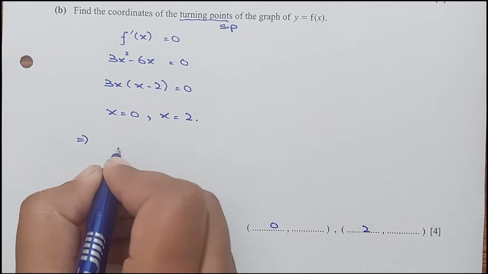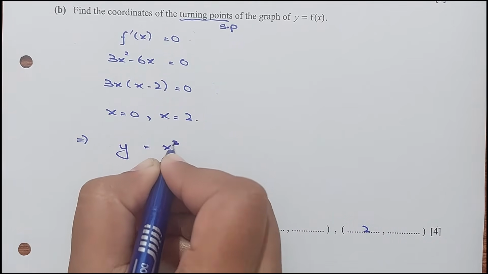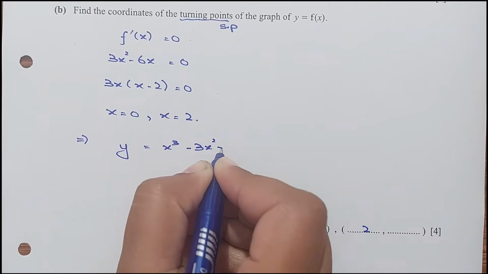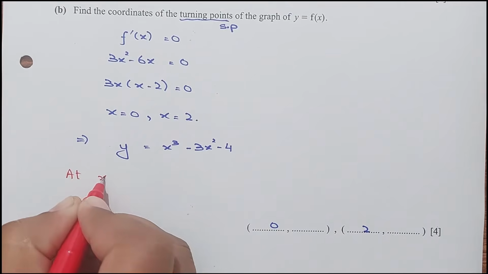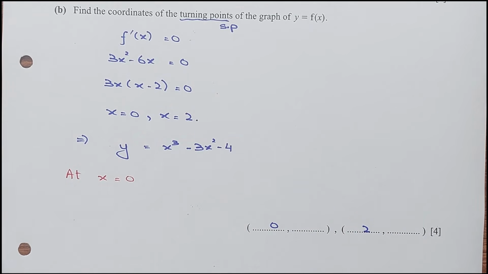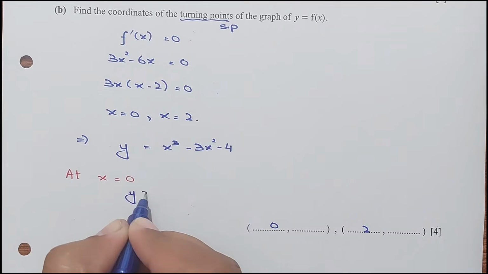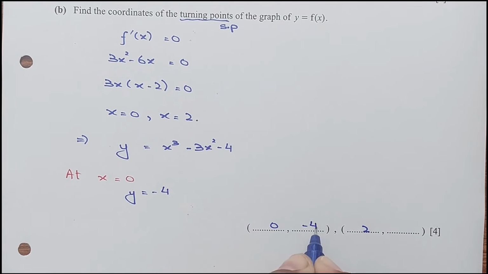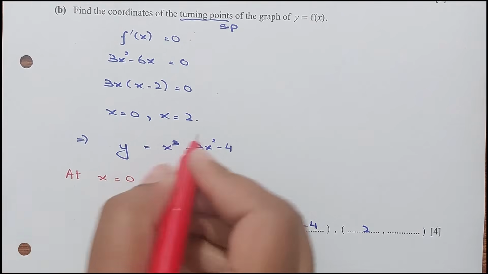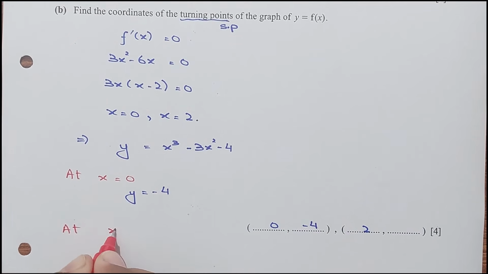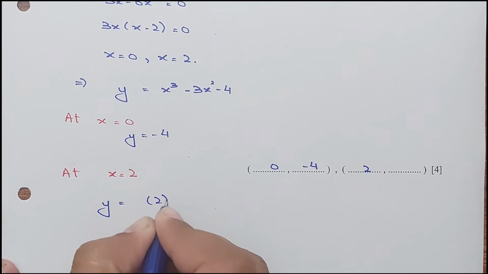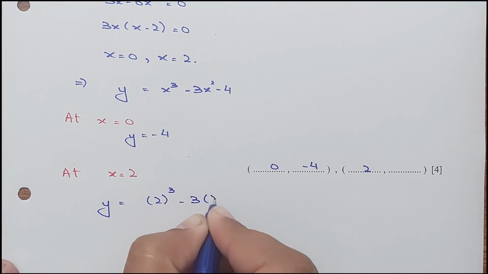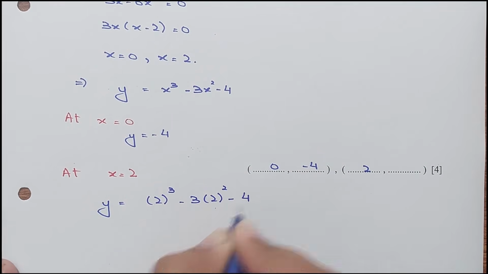Let me find the corresponding y coordinate, which is x cube minus 3x square minus 4. Right. So we can say at x equals 0, the y value is negative 4. Yes. And the next is at x equals 2. Let me substitute the x value equal to 2 and solve for y. So y is equal to 2 cube, negative 3 times 2 square, minus 4.